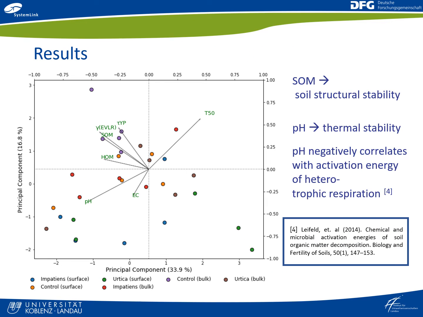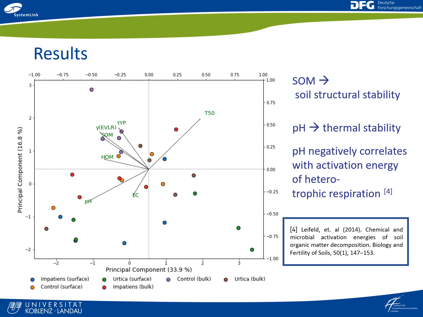Additionally, we also obtained other physico-chemical soil parameters and applied PCA to understand how the investigated soils behaved and also how soil parameters are related to each other. One relationship that we could identify was between the soil organic matter content and the soil structural stability indices, which is already known and reported in literature. Additionally, we also found a negative correlation between the T50 value and the pH.